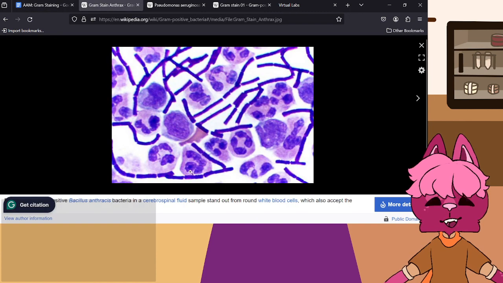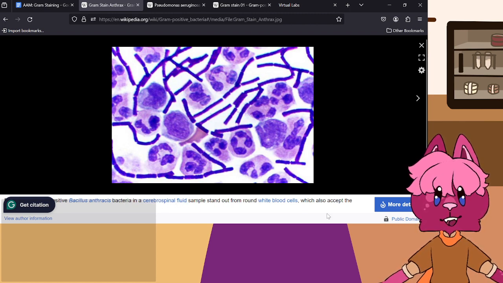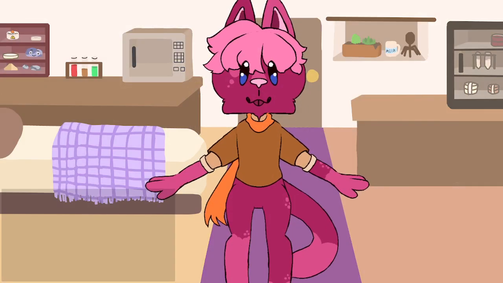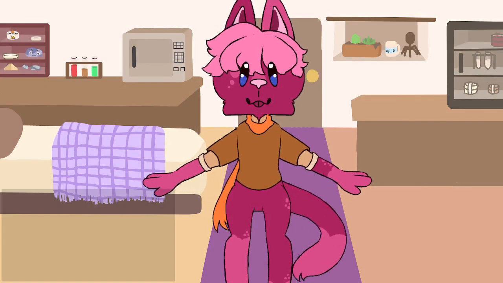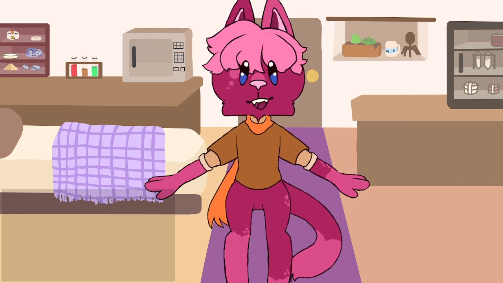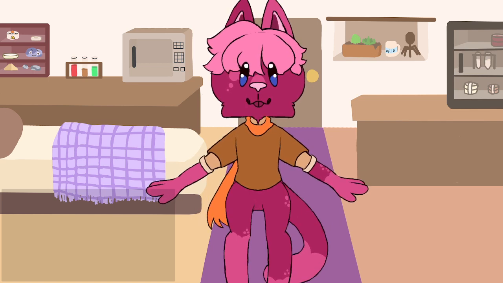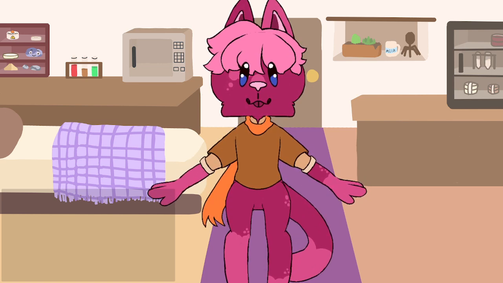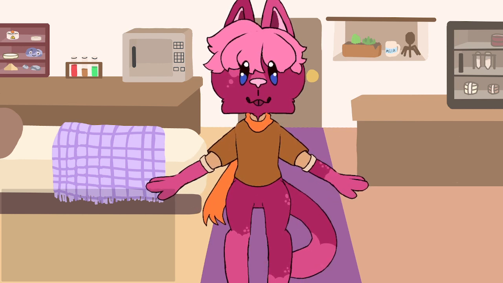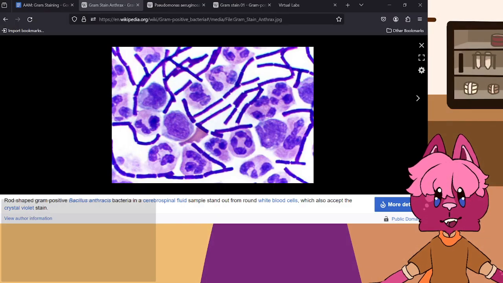Now, gram-positive bacteria, which you can see here, this is Bacillus anthracis. And if you're wondering what these other cells are, this is from the Grammarly citations in the way. Give me a minute so I can get the Grammarly citation off my screen. Grammarly, I need you to shut up. Yes, hello. There we go. All right, we're back.